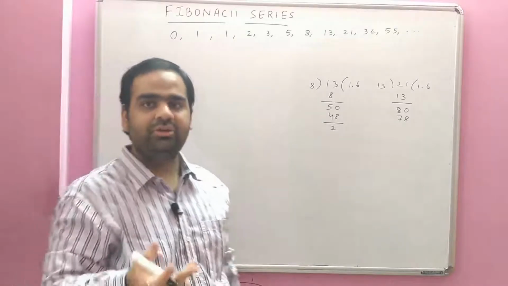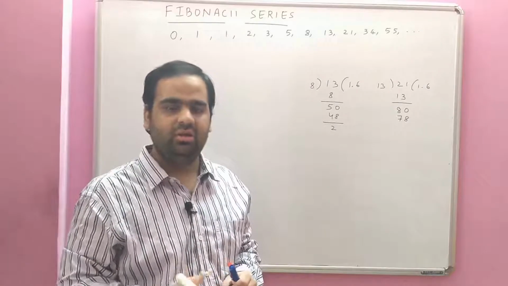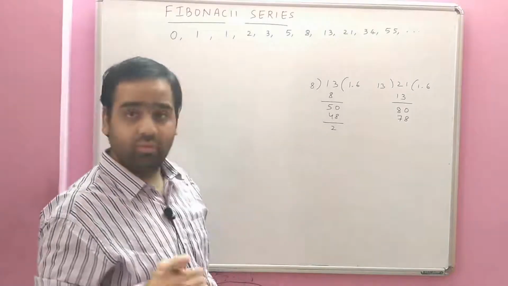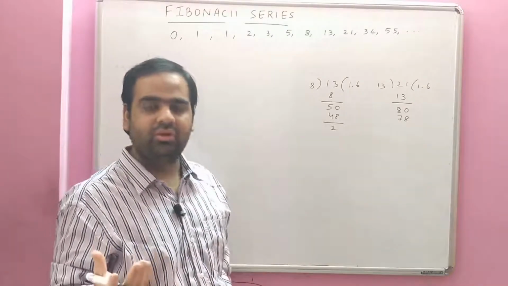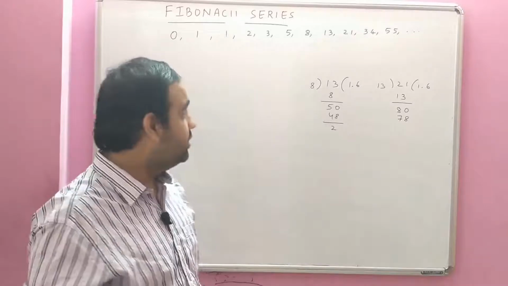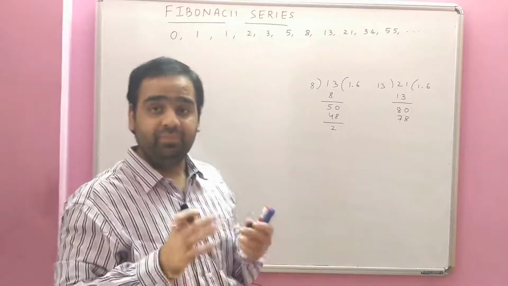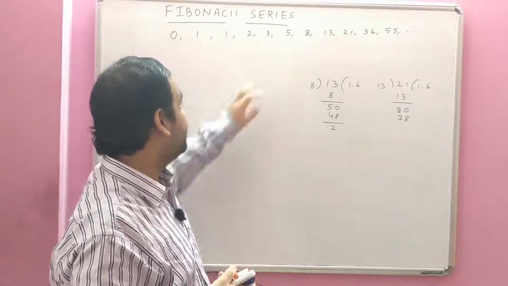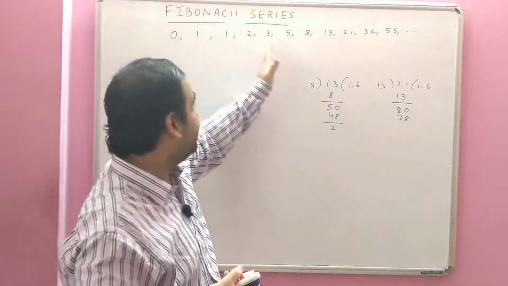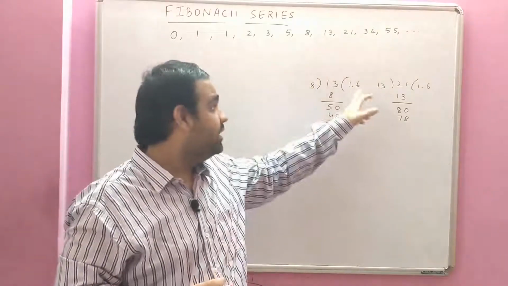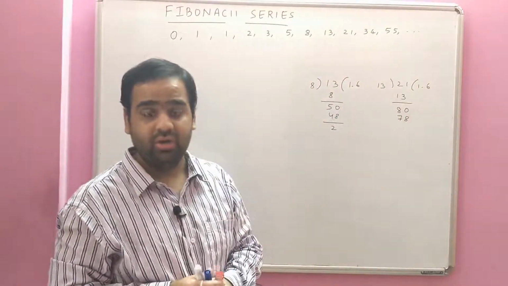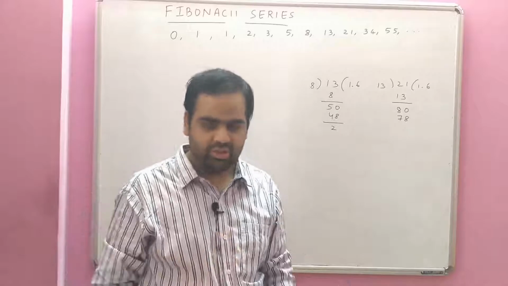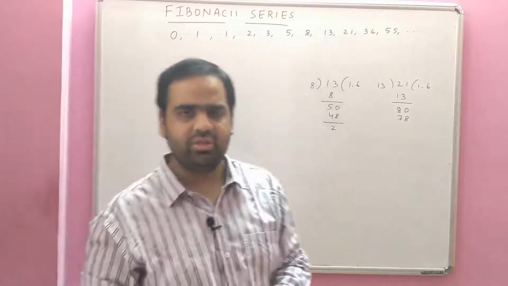About this golden ratio you can search on the net and find out what it is. The beautiful things in the world are said to have the golden ratio of approximately 1.6. In this Fibonacci series, the ratio of consecutive numbers approximately gives 1.6. Right, 3 by 2 is 1.5, but for the larger values you get the approximate ratio as 1.6. Now this is all about the introduction to Fibonacci series.